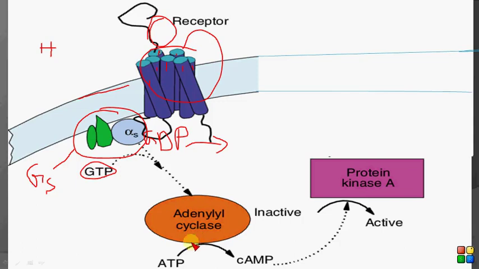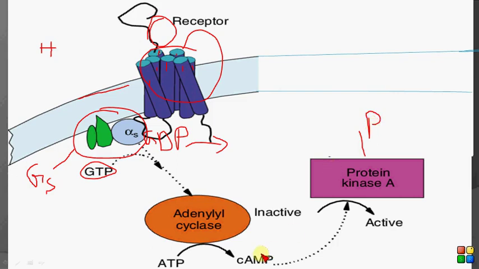What does this enzyme do? This enzyme converts ATP into cyclic cAMP. What does this cyclic cAMP do? It activates protein kinase A, converting it from its inactive to active form. This protein kinase A promotes the phosphorylation of different proteins and enzymes in the cell, and these promote the cellular response. So that was the brief overview of this system.